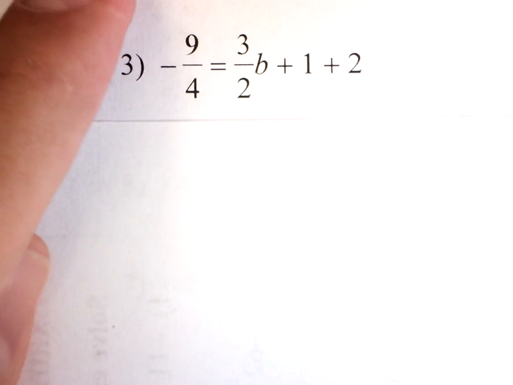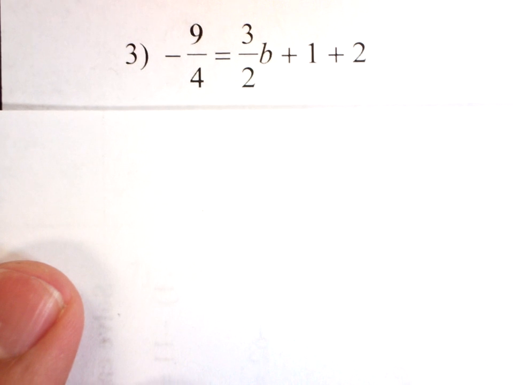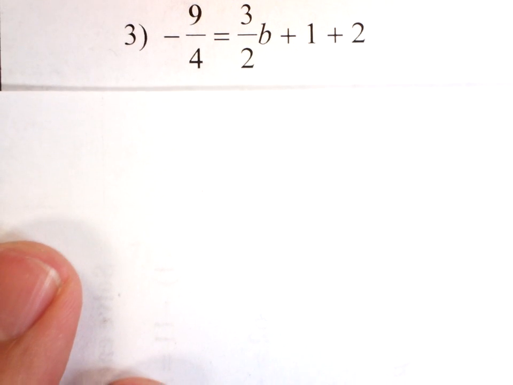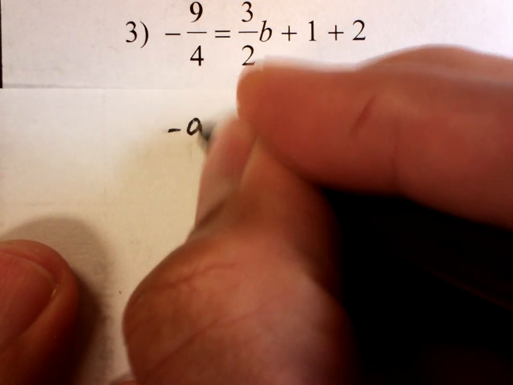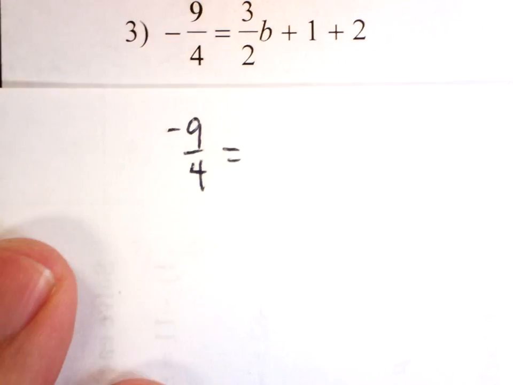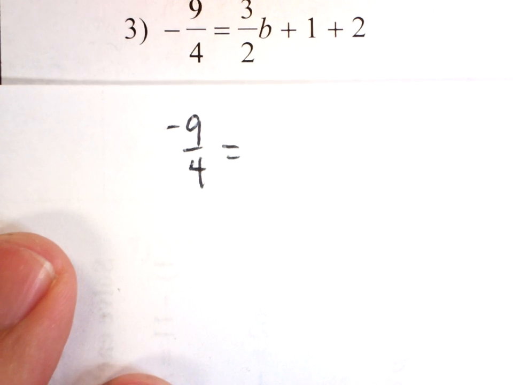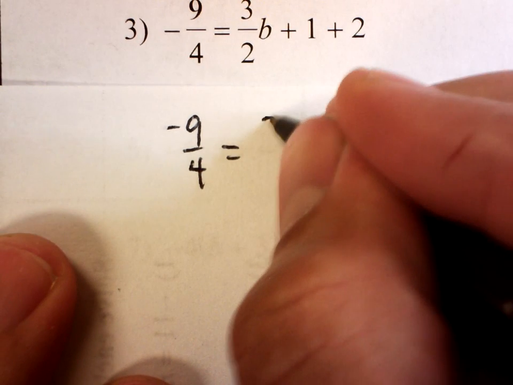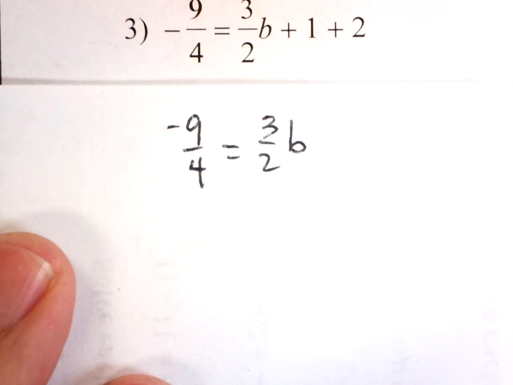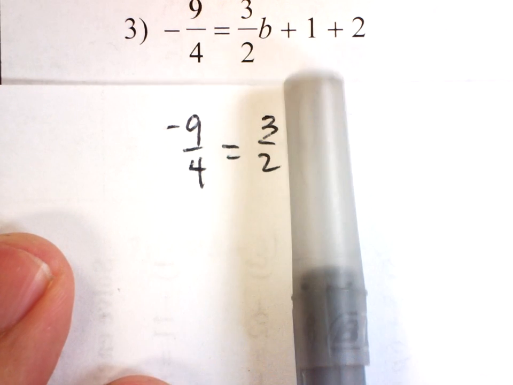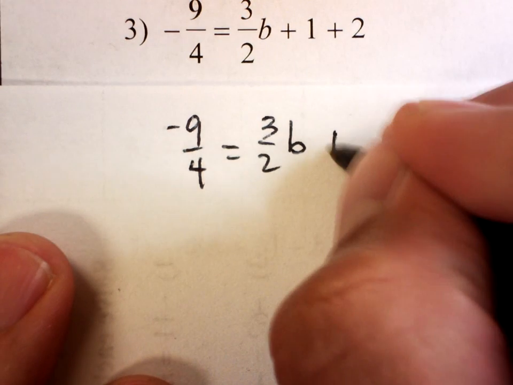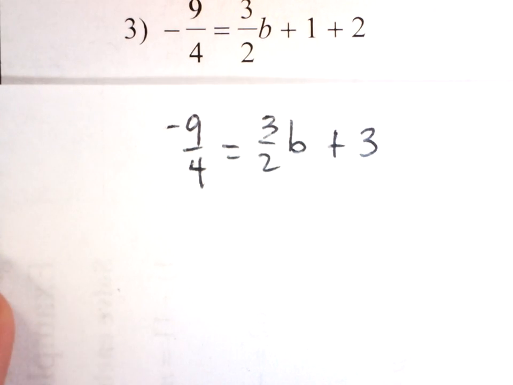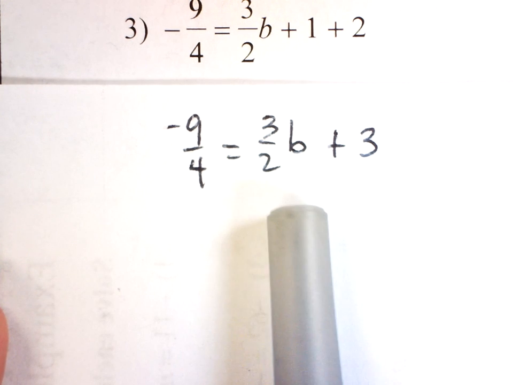Now, first things first, like any other problem, I'm going to try to combine like terms and simplify if I can. So nothing to do on the left hand side. So I just rewrite -9/4. I didn't do anything with it. Similarly with the 3/2b, it just comes on down. But I look and I see, well, I can do 1 plus 2. Oh, you know what? That is just 3. Okay, so I simplified it as far as I can. I can't simplify anymore over here.